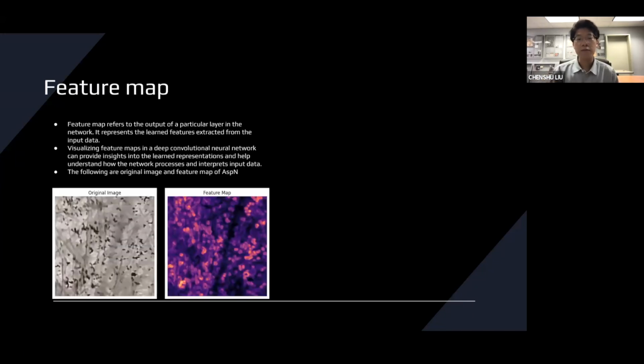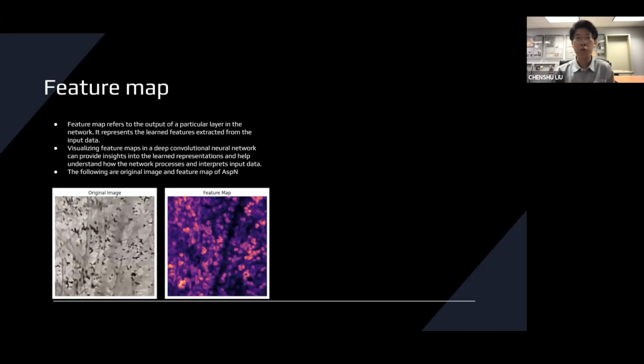So in order to further showcase that our model is actually learning the features from the mold bodies instead of something that is confounding, we are using a feature map to showcase the competence of this model. A feature map refers to the output of a particular layer from the network, and it represents which part of the image that the deep learning model deems important for the classification task. By visualizing the feature maps, we should be able to see if the deep convolutional neural network model is actually learning the things that we want them to learn. In other words, the mold bodies and the morphologies of the microorganisms themselves, instead of something on the background.